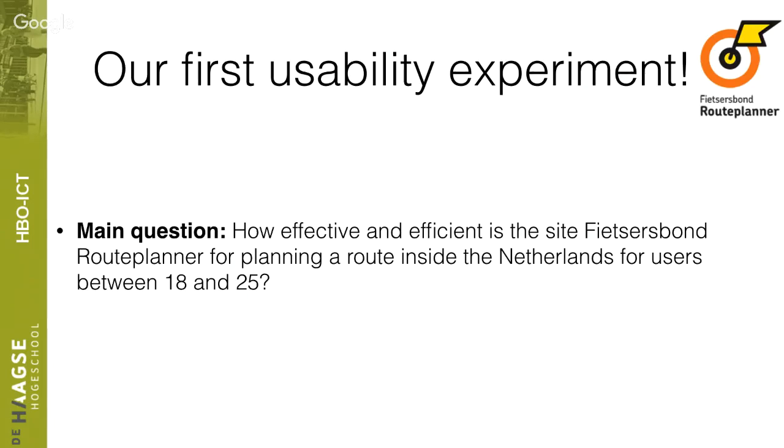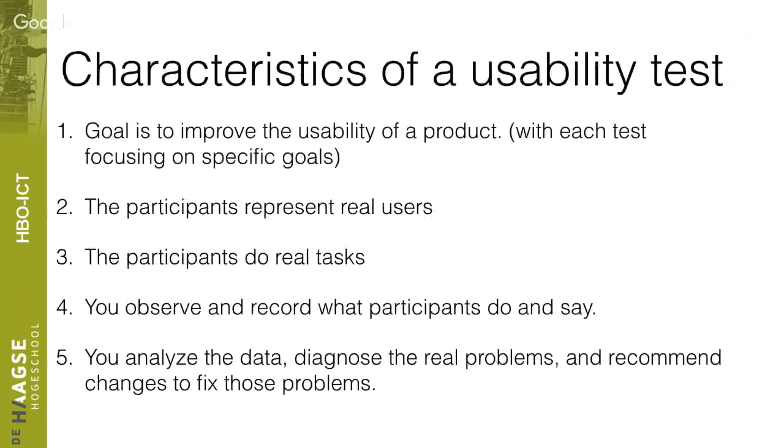Now, in the first lecture, you remember that we talked about the characteristics of the usability test. First, you have a goal. The goal is to improve the usability of a product with each test focusing on specific goals. So we have this research question. We are specifically focusing on the route planner function, the efficiency and effectiveness of the route planner of the Fietsersbond website.